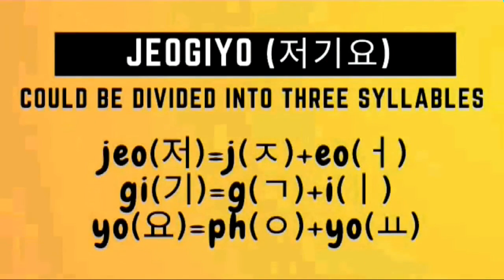Now let's study how to write Jeogiyo in Hangul. This is composed of 3 syllables. The first syllable, Jo, is formed from the combination of the Jiat and Al character. The second syllable, Gi, is formed from the combination of the Giok and I character. And the last syllable, Yo, is formed from the combination of a no sound Iyang and the Yo character itself. And that's how you write Jeogiyo in Hangul.